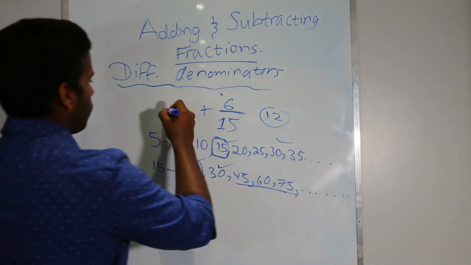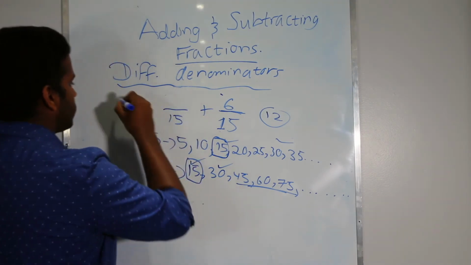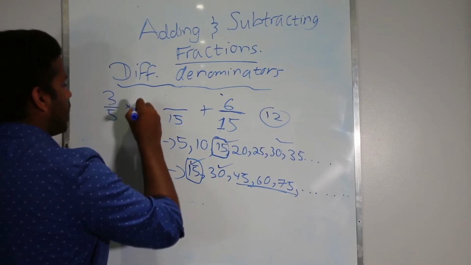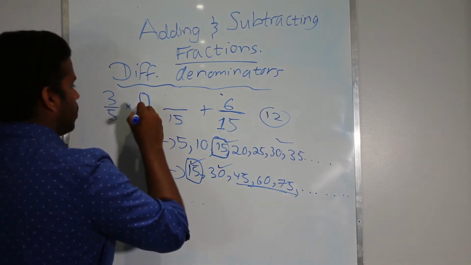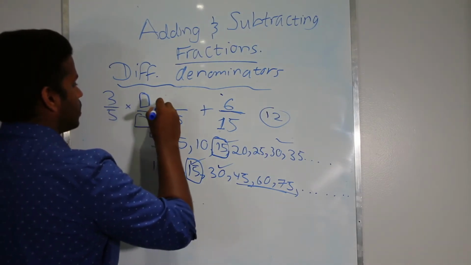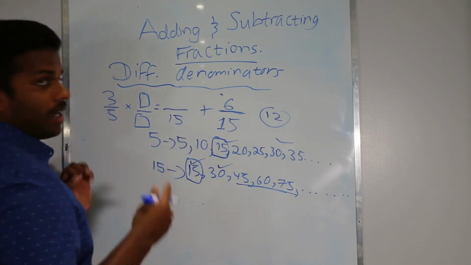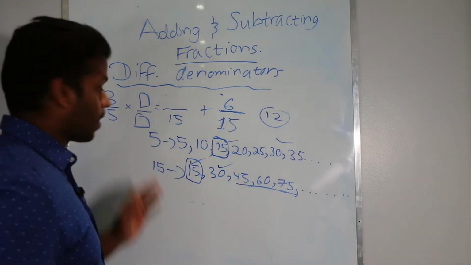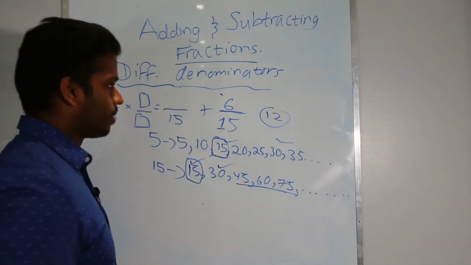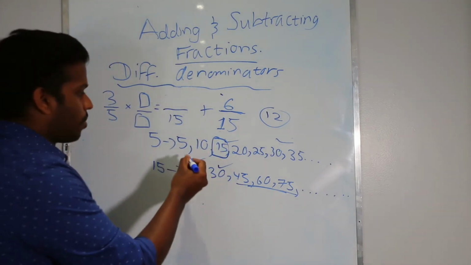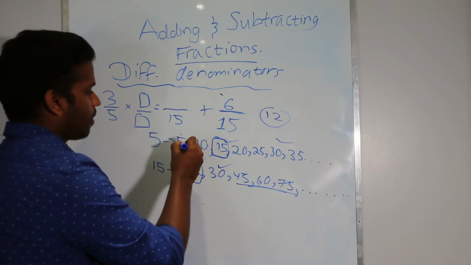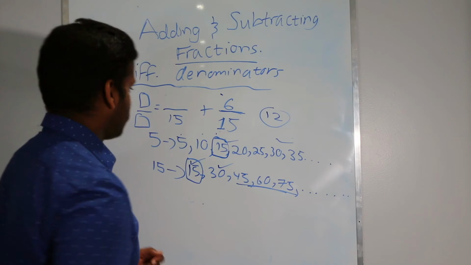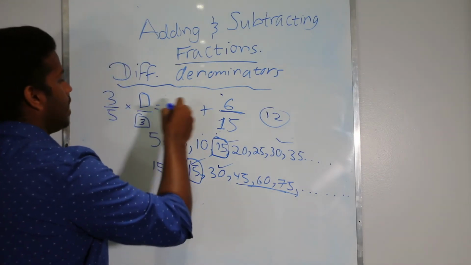So we go back to our first fraction. We know our denominator is 15. I'll write it here so you guys see. So 3 times box over box gives us something over 15. Now we think, 5 times what gives us 15? We can look at our multiples. 5 times 1 gives us 5, 5 times 2 gives us 10, 5 times 3 gives us 15. So we know that 5 times 3 equals 15.